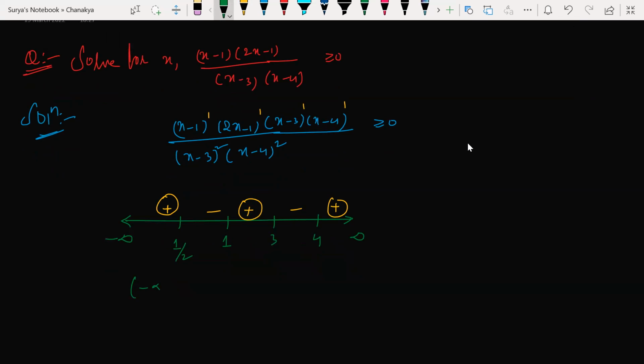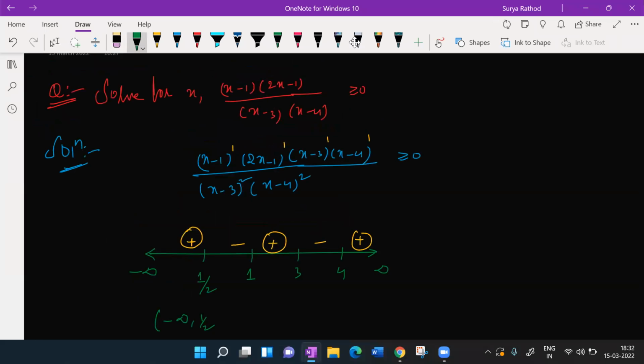So what is the interval now? Minus infinity to 1 by 2. Is 1 by 2 an open bracket or closed bracket? Tell me. Can we include 1 by 2 or not? Children, can we include 1 by 2 or not? Hello? Tanish, Adesha, I'm asking you only.